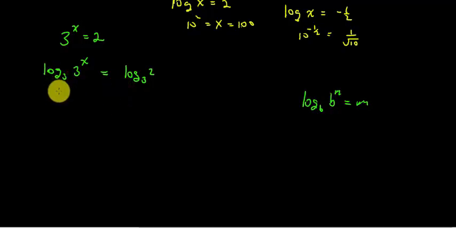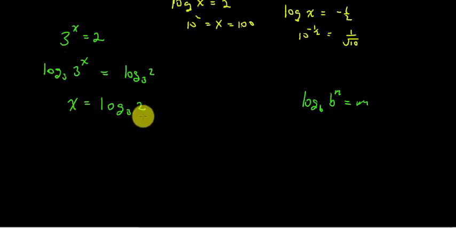But log base 3 of 3 to the power of x just has to be x, right? Because I'm asking, what do I raise 3 to get 3 to the power of x? Obviously it's x. And so I have x is equal to log base 3 of 2. And that's going to be typical of exponential functions. You're going to take the logarithm of both sides with the appropriate base so that you just get the variable.